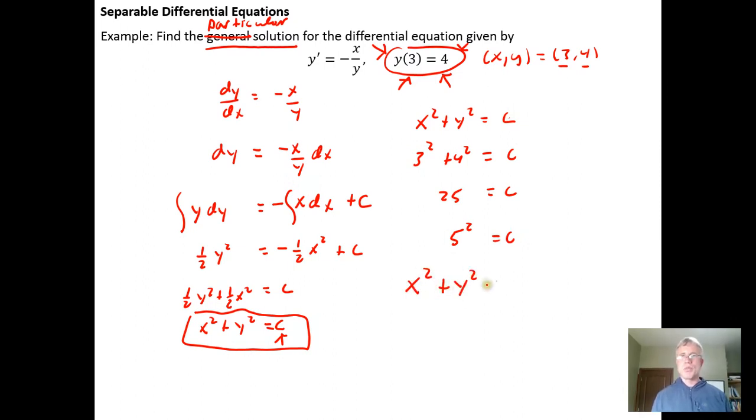So then if I replace the c with 5 squared in the original, I get a particular solution: x squared plus y squared equals 5 squared. In this case, we get a particular, or specific, circle: the circle centered at the origin whose radius is 5.